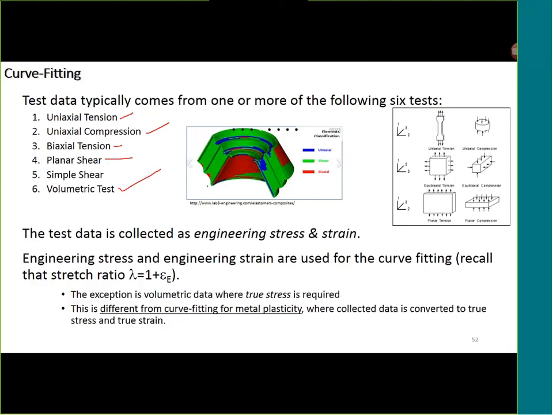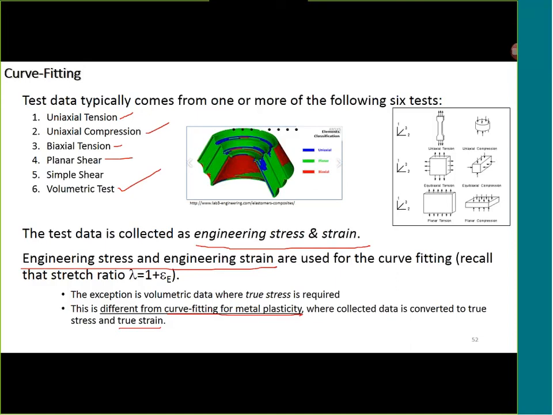Two important points to keep in mind when we do any physical test. The basic data are collected in terms of the engineering stress and engineering strain. For many of the nonlinear analyses for metals, we need to feed the stress strain curve in terms of the true stress strain curve. Unlike metals, for elastomer components, we need to feed the engineering stress strain curve to the Ansys software to do the curve fitting.